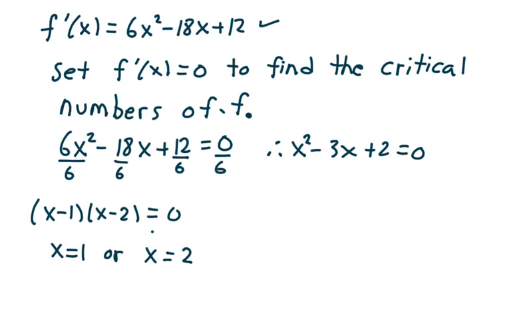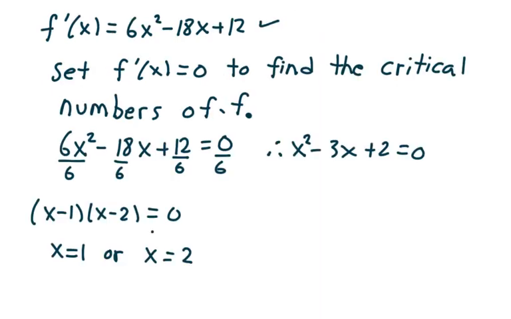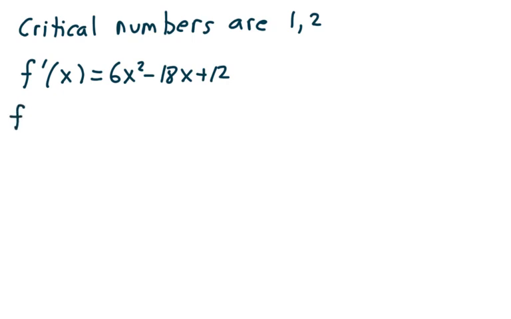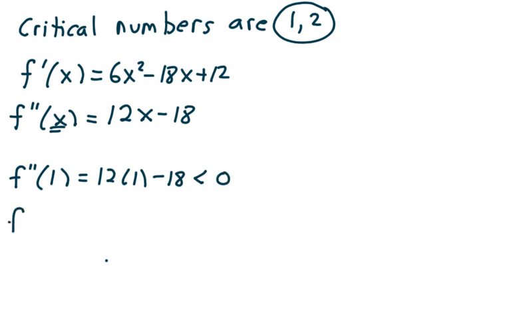Now what I'm going to do is take the second derivative. So I'm going to go back to that function. We know that f prime of x is 6x squared minus 18x plus 12. Now, let's take the second derivative. f double prime of x is 12x minus 18. Now, I'm going to take these numbers and put them in for x inside the second derivative. So f double prime of 1 is 12 times 1 minus 18, and that's less than 0. And then f double prime of 2 is 12 times 2 minus 18, and that's positive.